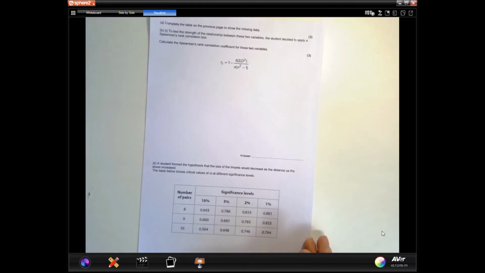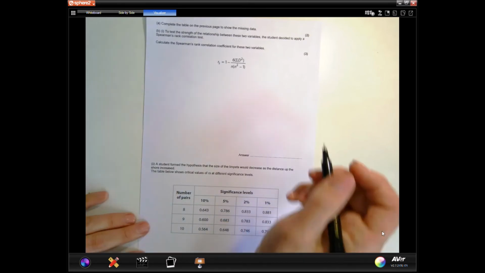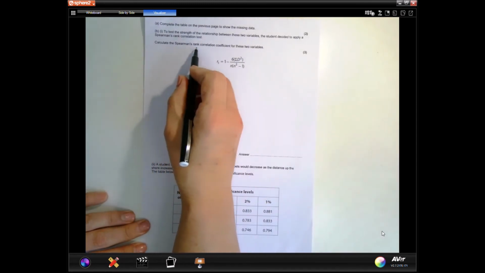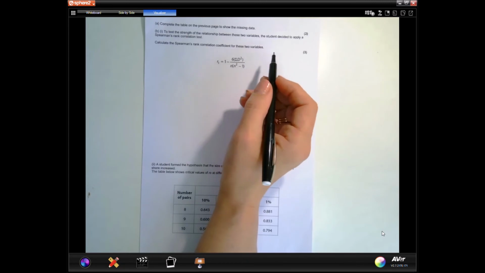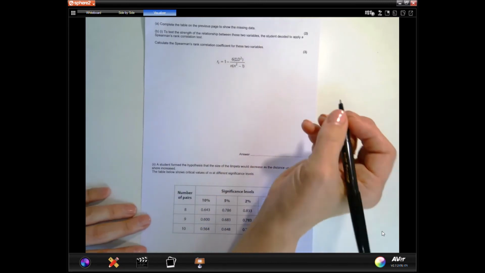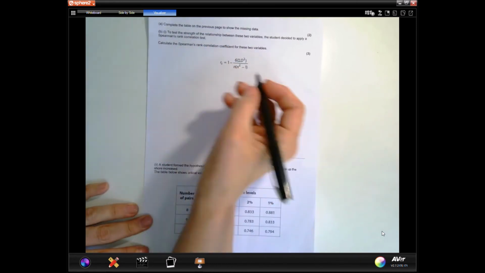Now it says, to test the strength of the relationship between these two variables, the student decided to apply a Spearman's rank correlation test. Calculate the Spearman rank correlation coefficient for these two variables. Do not just plug all these numbers into your calculator. This is where it will go wrong. So write it out step by step.